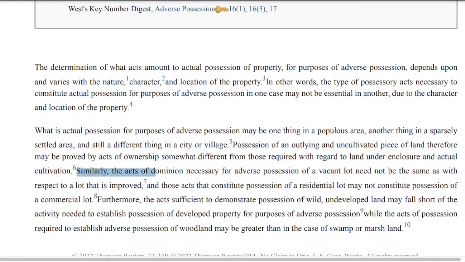Similarly, the acts of dominion necessary for adverse possession of a vacant lot need not be the same as with respect to a lot that is improved, and those acts that constitute possession of a residential lot may not constitute possession of a commercial lot. Furthermore, the act sufficient to demonstrate possession of wild, undeveloped land may fall short of the activity needed to establish possession of developed property, while the acts of possession required to establish adverse possession of woodland may be greater than is the case of swamp or marshland. Ooh.